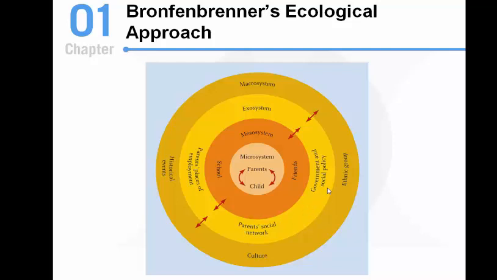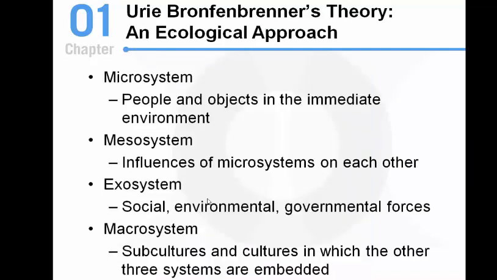It also talks about government and social policies here. So laws can impact you even if you don't have much control over them. The media would be another example here. The media is influential even if it's something that the person doesn't have much control over. It talks about parents' places of employment here. So your exosystem refers to social, environmental, government forces that impact you, but you don't have much control over them.